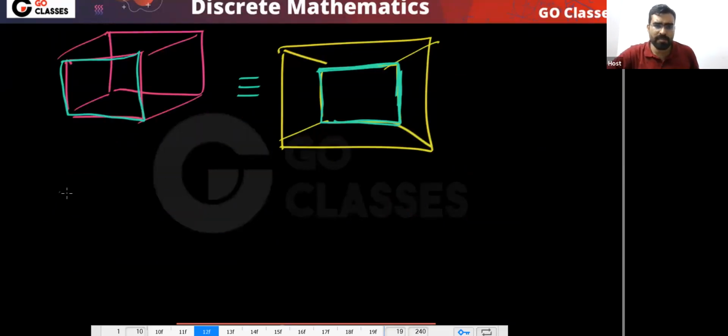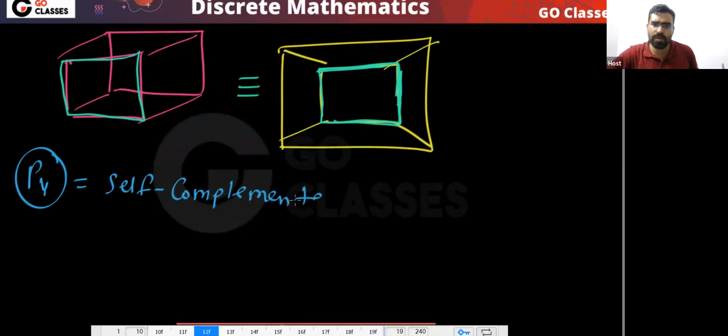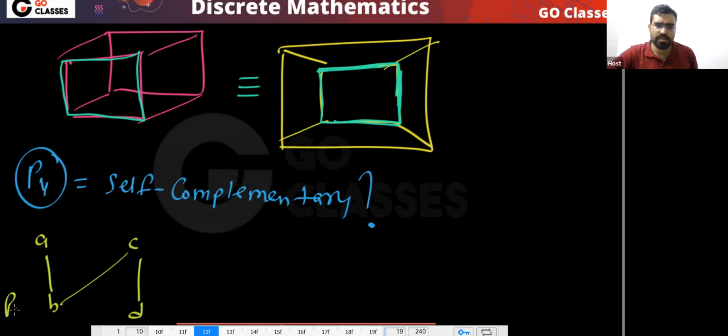For example, tell me about this graph, this path graph P4. Is this self-complementary? This P4, is this self-complementary? Think about it and tell me. What is P4? This is P4: A, B, C, D. This is the P4 that you have, A, B, C, D.